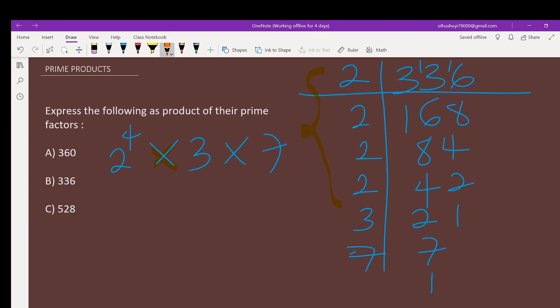You can work this out yourself with what we have done together. Use any of the methods. Preferably, you can use this repeated division. It's much easier. Of course, the tree method too is easy. So you go by the one you like.